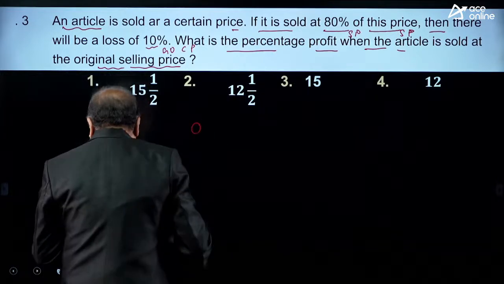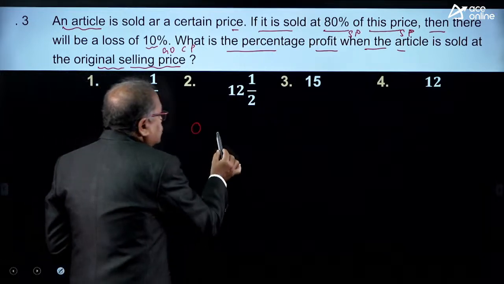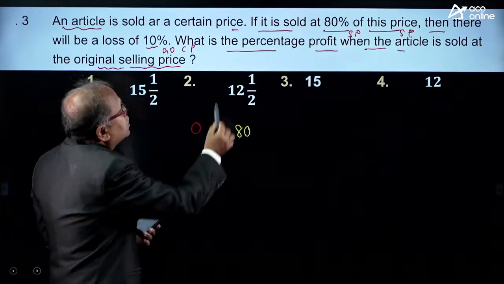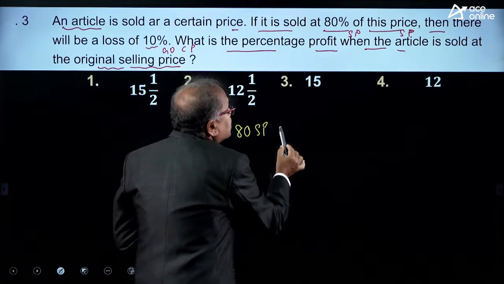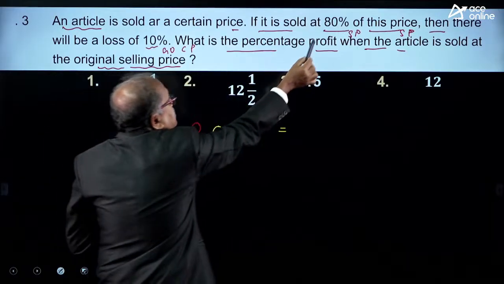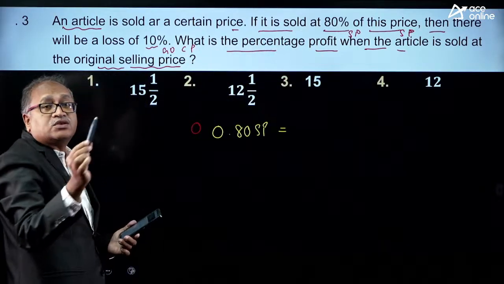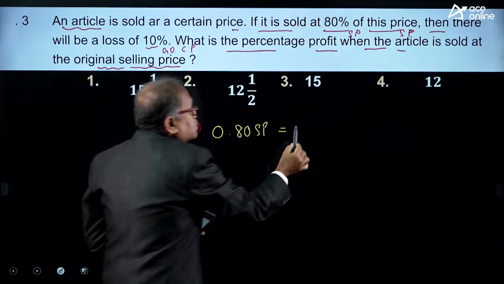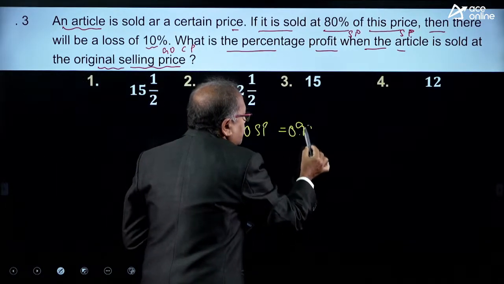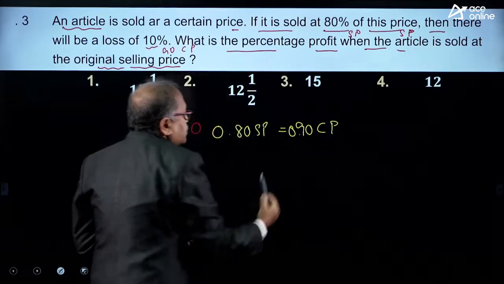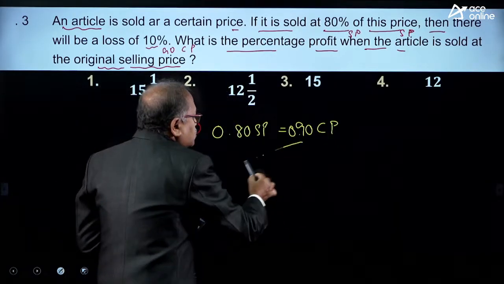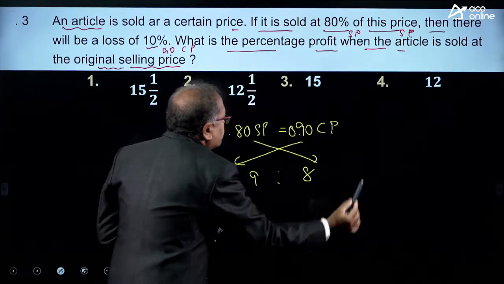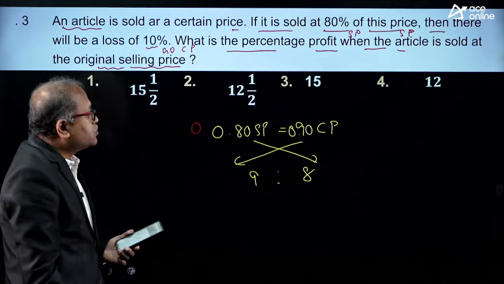So you already noticed that 80%, can I write this as 0.8 or 0.80? So 80% of the selling price is equal to, when you are selling at 80% of the selling price, there is a loss of 10%. That means the selling price is 90% of the cost price. So 90%, 0.90 of cost price. So what is the selling price to cost price ratio? I notice that it is 9:8. Is it? Selling price to cost price.